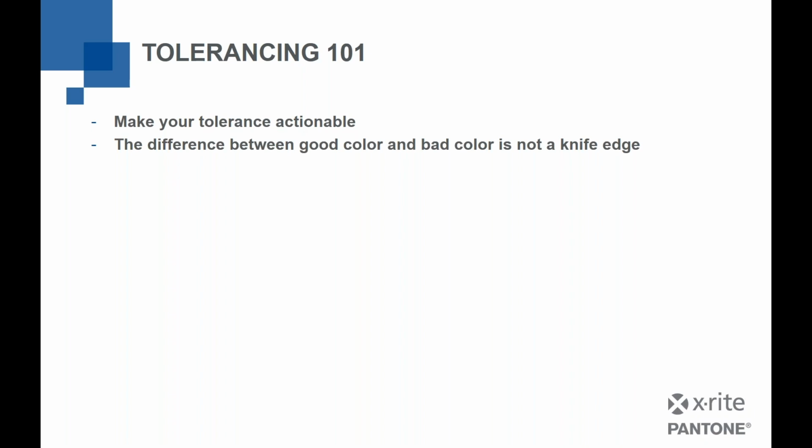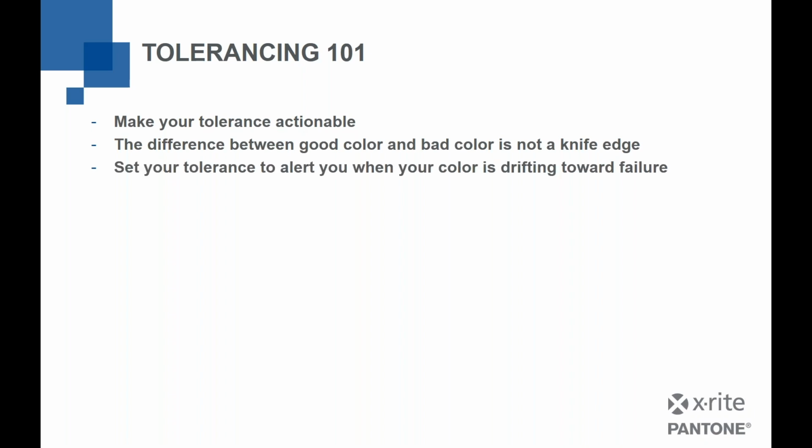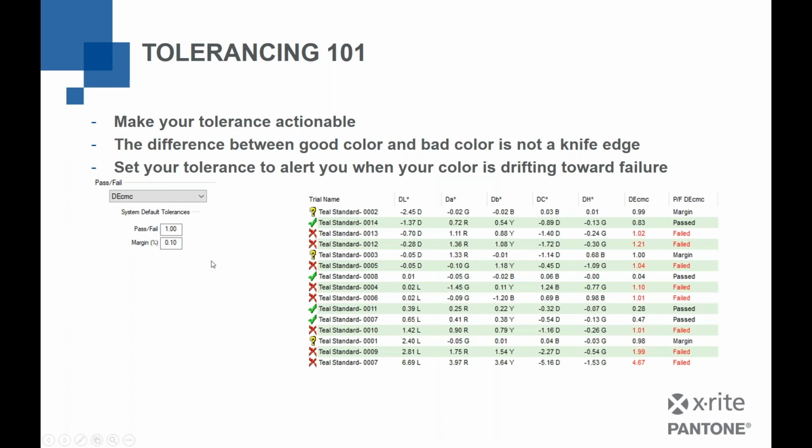Because the difference between good and bad is not a knife edge. In other words, with a tolerance of 1, 0.99 is not as good as 0.01, right? 0.99 is getting really close to failing. So we want to set the tolerance to alert us when we're drifting toward failure. And so our software allows us to put in what's called a margin. So if my tolerance is 1, I can set it so that the software will alert me when I get close to failing. Okay, you might say, oh yeah, you're within 10%.